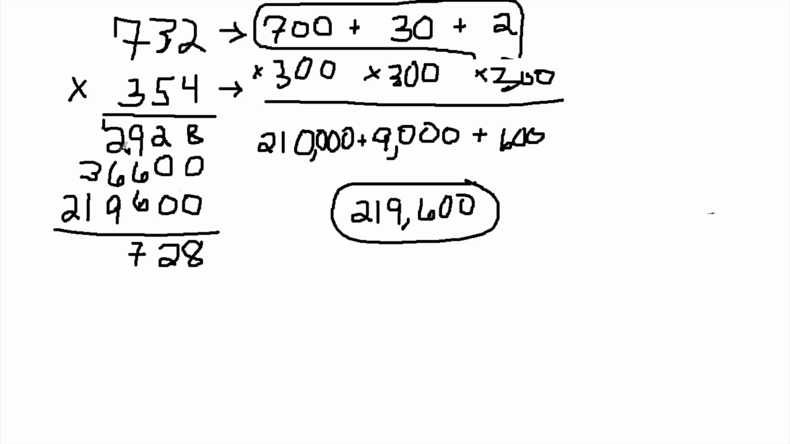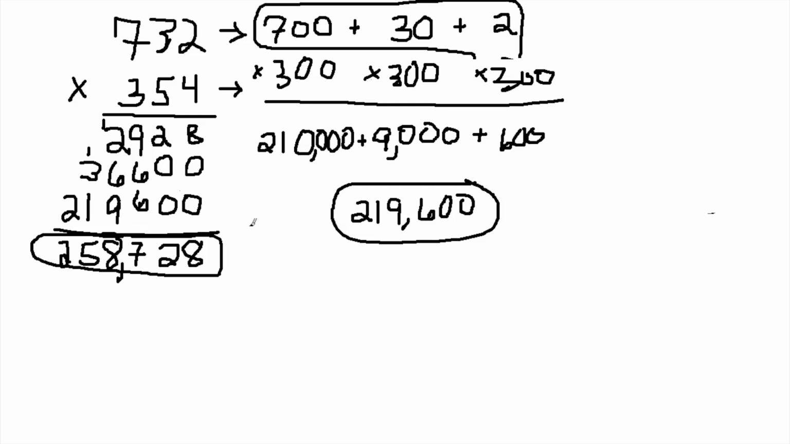1 plus 2 is 3. 3 plus 6 is 9. And 9 plus 9 is 18. Carry the 1. 1 plus 3 is 4. 4 plus 1 is 5. 2 plus nothing is 2. So my final answer is 258,728.